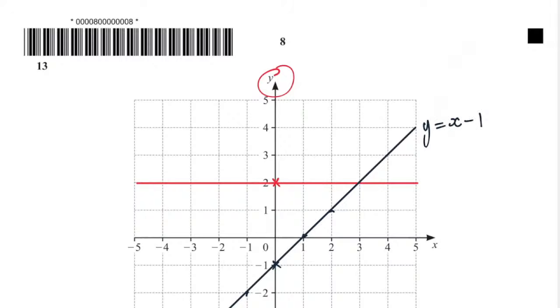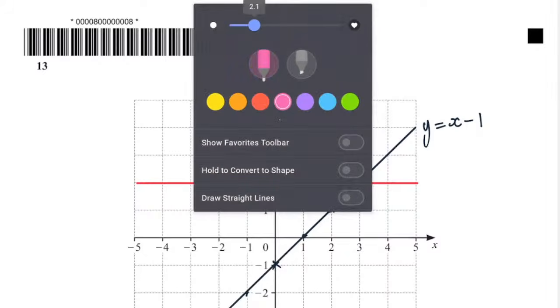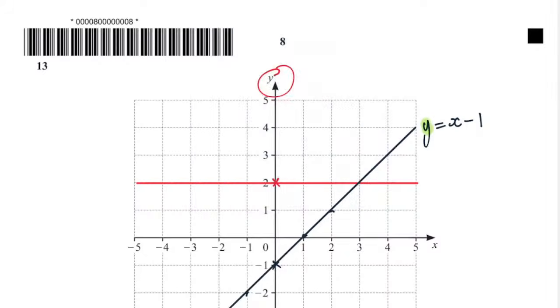I will be the happiest if I see students who can do this. You will remember that I told you that the graph is actually y equal to x. That's the graph. Minus 1 is just a point where it passes on the y-axis.